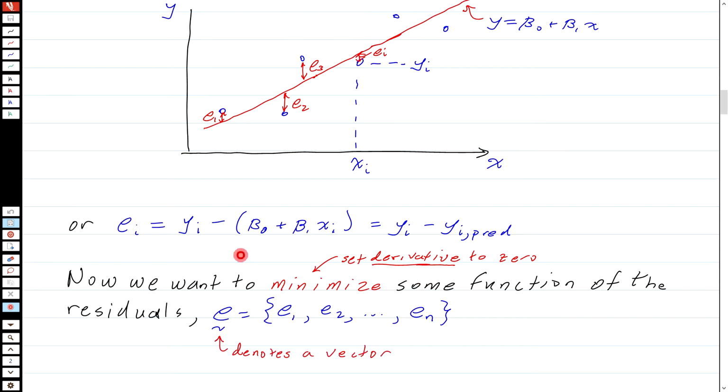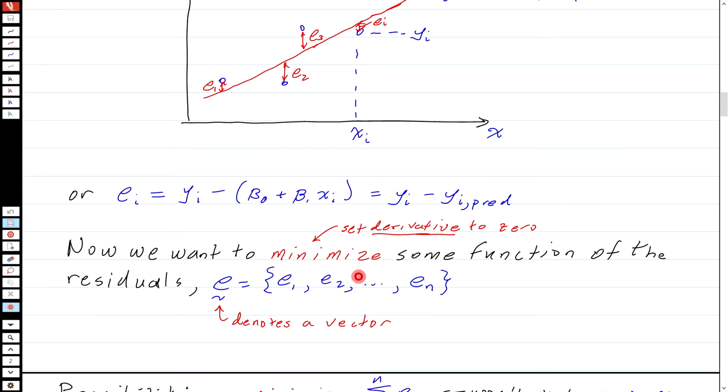Okay, so now the task is to minimize some function of these residuals, so some function of these errors. I'm going to write the errors as a vector, and I denote a vector with a little squiggle underneath the e. This is a row vector in this case, the vector of the errors between the first observation point and the prediction, and so on up to the nth. So I'm assuming that I've got n observations here. And we want to minimize some function of these residuals. As soon as I see the words minimize some function, I'm thinking taking derivatives and setting them equal to 0. So let's see how we go about doing that.